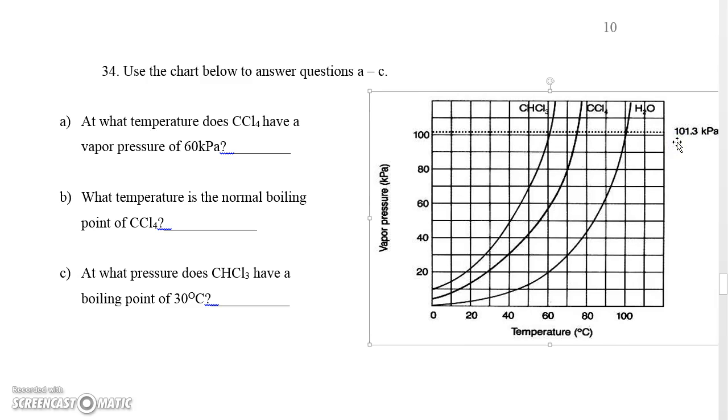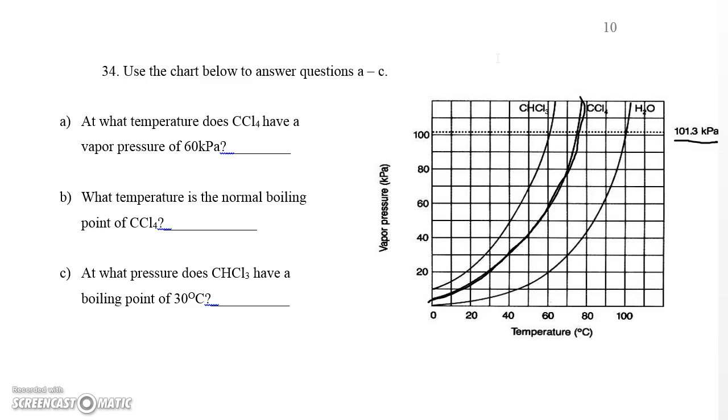So here in this graph we have, let me unclick that, there we go. On this graph we have listed our atmospheric pressure. So our atmospheric pressure is 101.3 kilopascals. And essentially what we're looking for is, well, depending on what the questions are asking. So letter A, what temperature does CCl4, so that's this line here, we'll color this line black, I guess. And then we'll color the CHCl3, trichloromethane, blue. And then water, we'll highlight that as red.